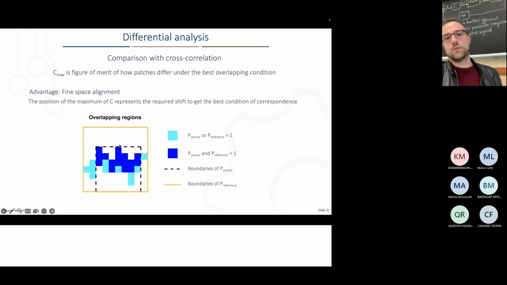So these are, for example, the best overlapping regions that you get from the patches. Once you get this maximum of cross-correlation, this could be a figure of merit of how equal your patches are in your step-up process. You, of course, will take this for all the patches of the reference and of the template.